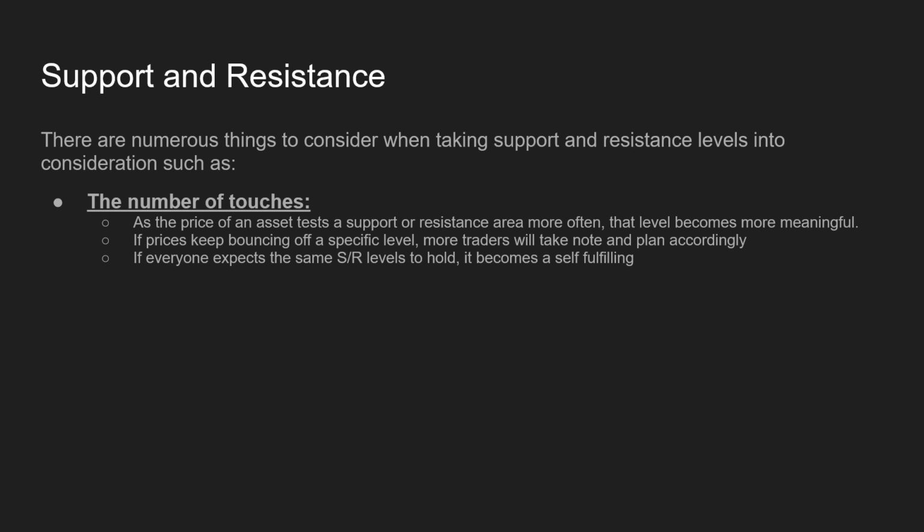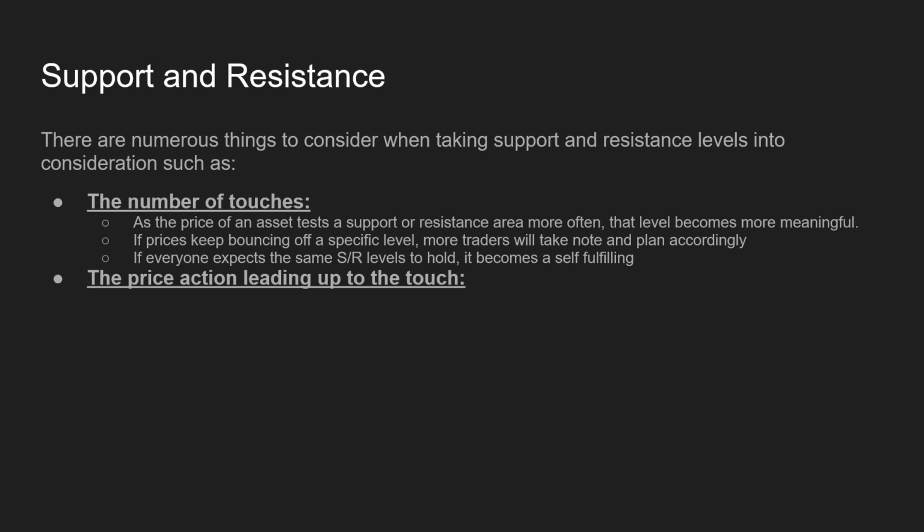If people are setting up their orders at these key levels because they expect them to hold, it becomes self-fulfilling. It becomes a thing that actually holds true, where 30K is a hard place for Bitcoin to fall below. 40K is a hard number for Bitcoin to break past. 42 is another significant number as well.